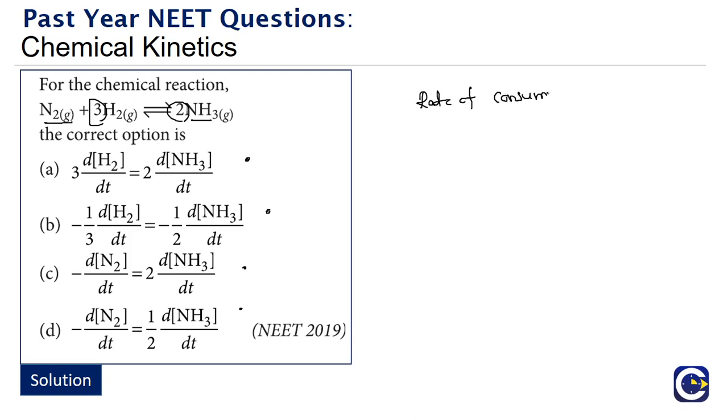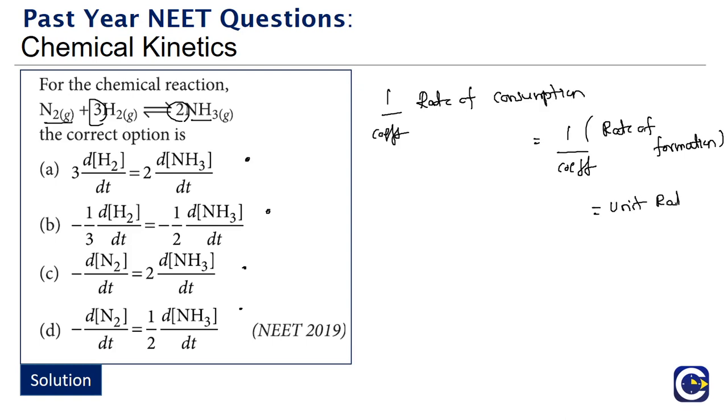consumption divided by the stoichiometric coefficient will be equal to the rate of formation of products divided by the respective stoichiometric coefficients. This is the relation between the rate of consumption of reactants and rate of formation of products, and this value will be equal to the unit rate, which is what we measure as the rate of a reaction.